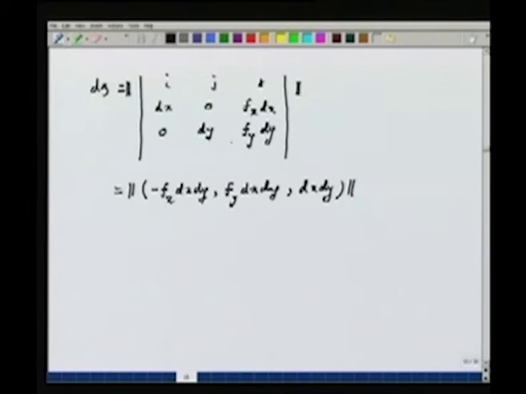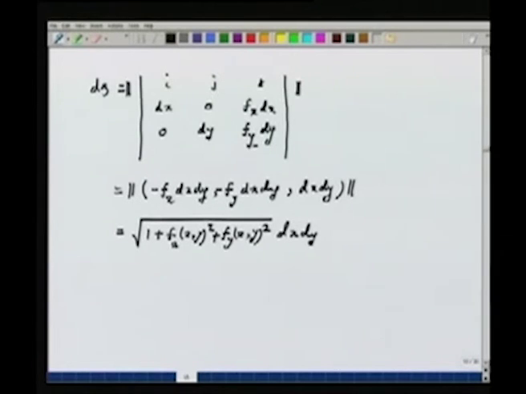Let us see whether all the calculations are correct here. Then i times 0 into this minus dy into this, so minus fx dx dy, then j into this minus, so yeah, here is a minus sign here. So this is what I get. Then this norm is easy to calculate. This is square root of 1 plus fx at (x,y) squared plus fy at (x,y) squared, times dx dy.